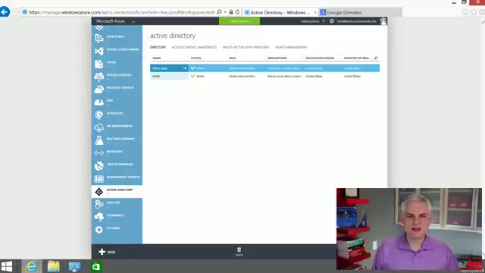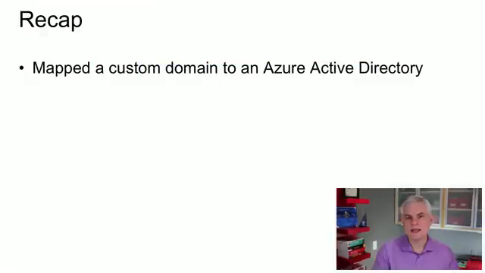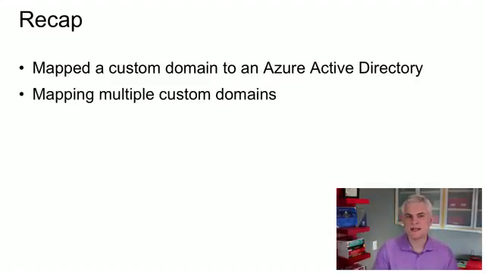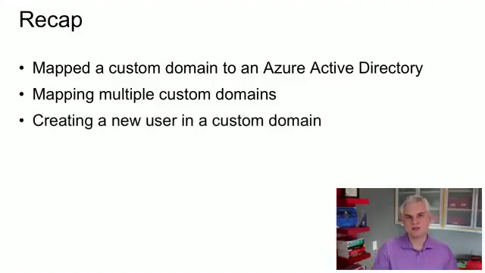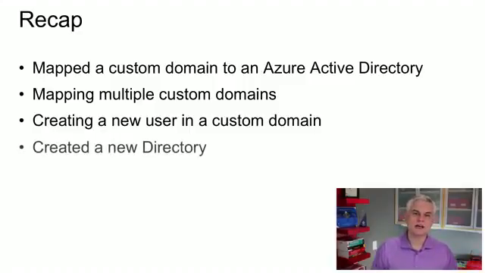Okay, I think that's all that I really wanted to talk about in this module. So just to recap here, first of all, we mapped a custom domain to the Microsoft domain for our organization and for our Active Directory. Then we talked about how you can map multiple custom domains to an organizational domain. Then we talked about creating a new user, and now we can create users with that custom domain. I didn't actually create a user. I'll do that off camera. And then finally, we created a second Azure Active Directory, which we're going to use in an upcoming module as well.